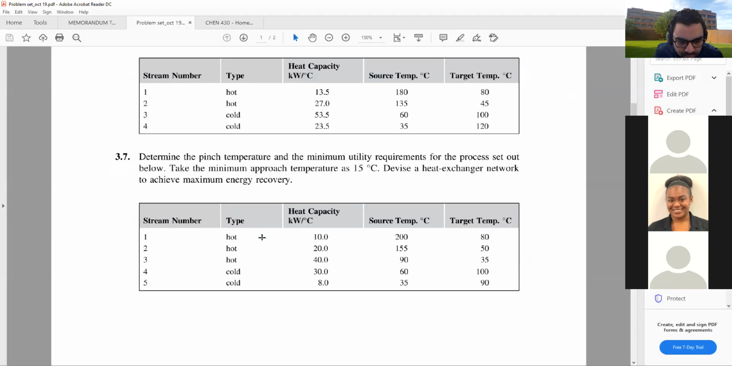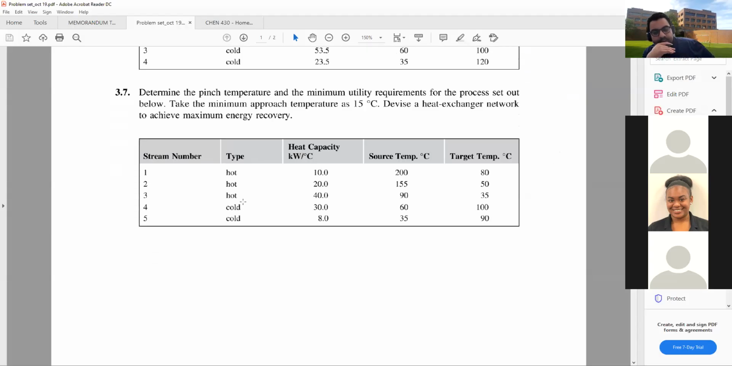Okay, let me share my screen for the second problem. So for the second problem, again, you're given a bunch of streams, and you're being asked to determine the pinch, minimum utility requirements, and design your heat exchange network for the system. My delta T minimum is 15 Celsius for this problem. So again, we'll follow the same exact steps and just solve this problem. So I have problem number 2.